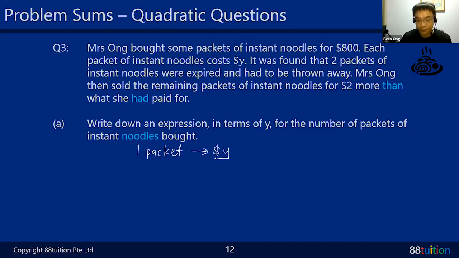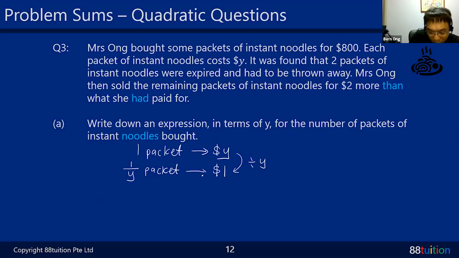Is that okay? Can I find out what $1 can buy first? With $1, how many packets of instant noodle can I buy? Down here I divide by Y, right? It's the same as the first question. If you divide by Y on the right, remember to divide by Y on the left. So with $1 I can only buy 1 over Y packet of instant noodle. Now instant noodle is very important to us. It was found that 2 packets of the instant noodles were expired.